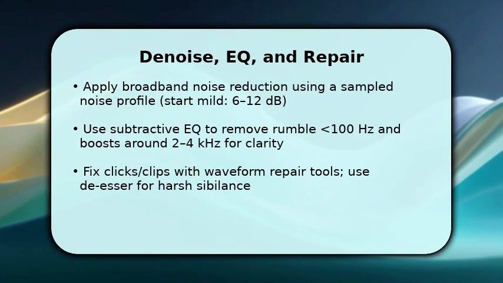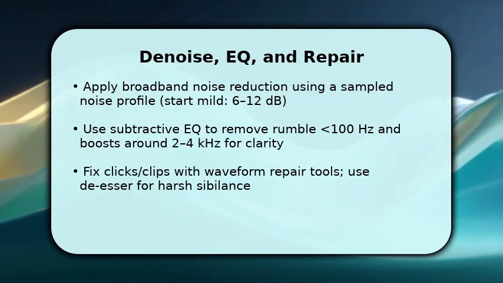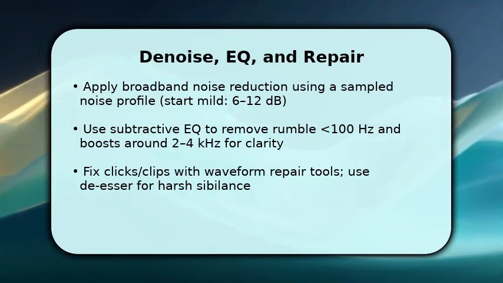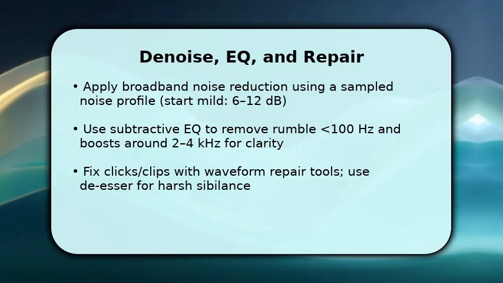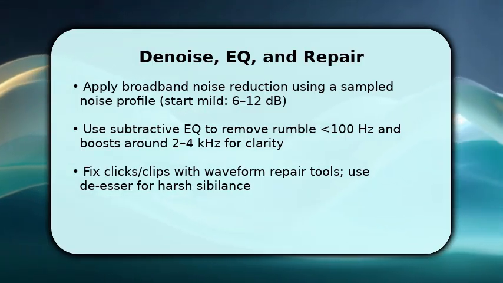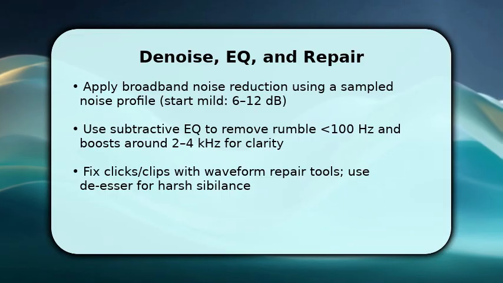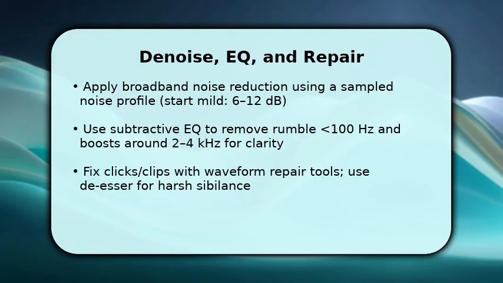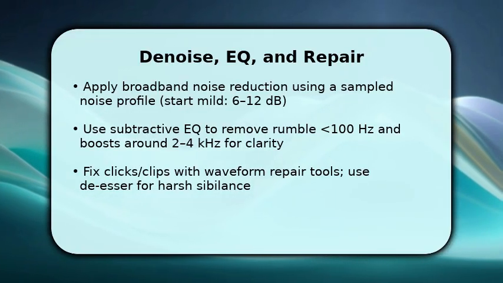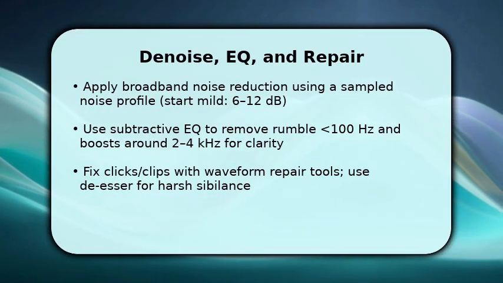Now you perform the core restoration steps. First, sample a noise profile from a silent section and apply broadband noise reduction conservatively so speech remains natural. Then, use subtractive EQ to remove rumble below 100 Hz and cut resonances. Boost gently around 2 to 4 kHz to bring back intelligibility.